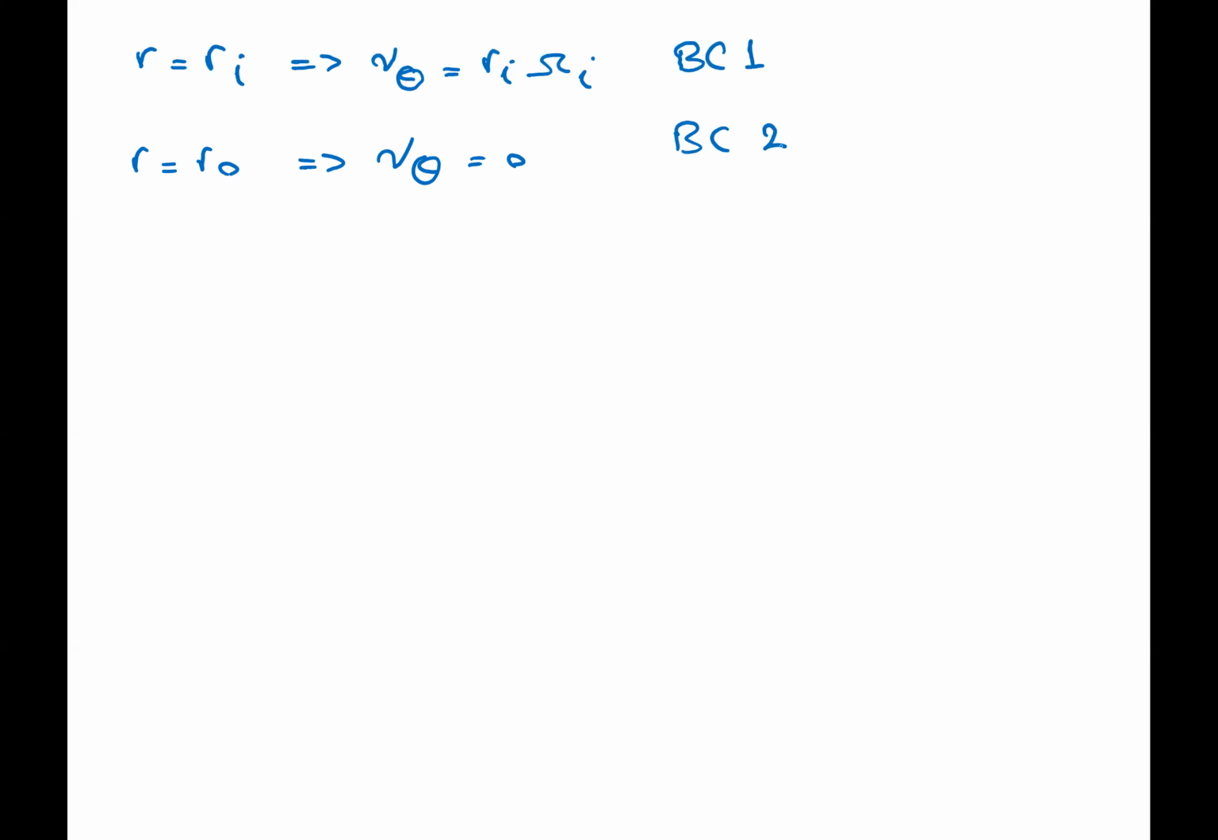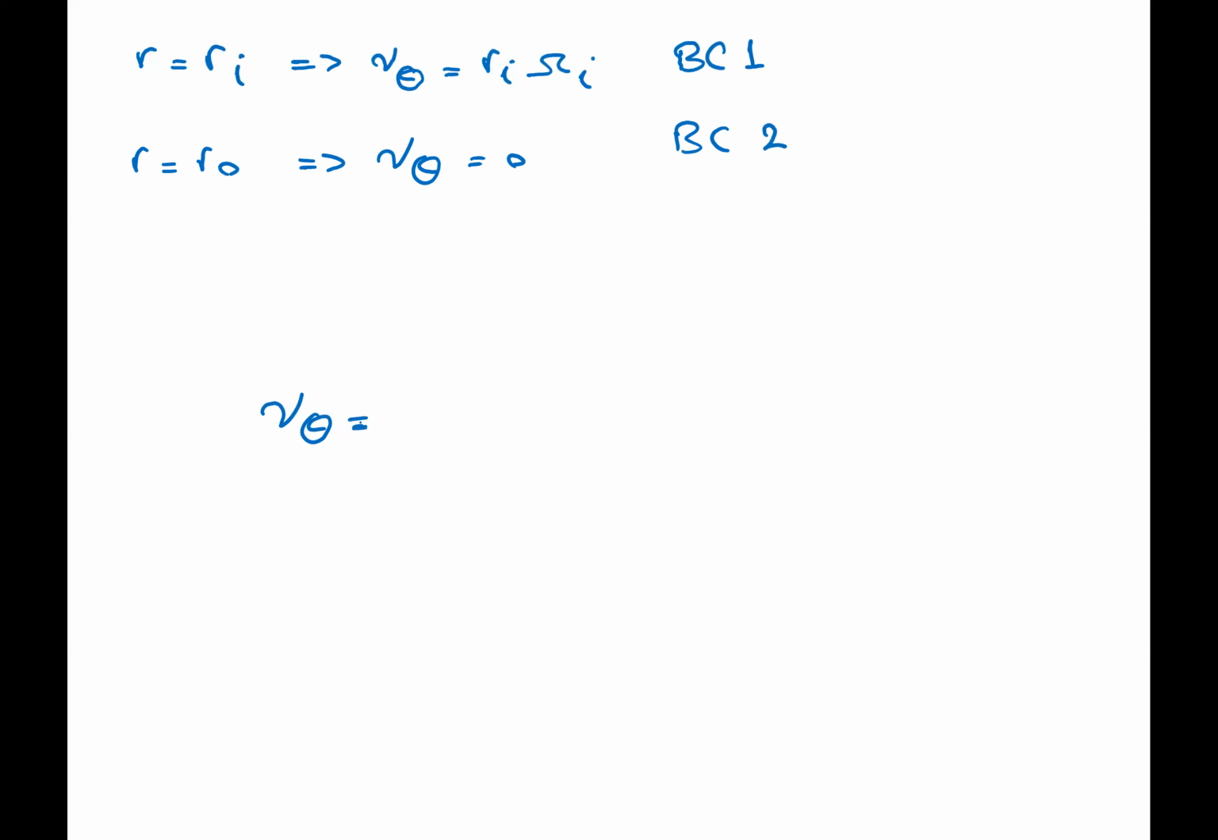So it's going to be like this. When r is equal to ri, we are at the surface of the inner cylinder, then we would say v theta is equal to ri omega i. R omega is velocity, right? So that's the first boundary condition, boundary condition 1. And then when r equals ro, we are at the surface of the outer cylinder, which is stationary, then v theta is equal to 0, and this is boundary condition 2. So if you use these two boundary conditions to find C1 and C2, then you will see that the final form of v theta is like this.